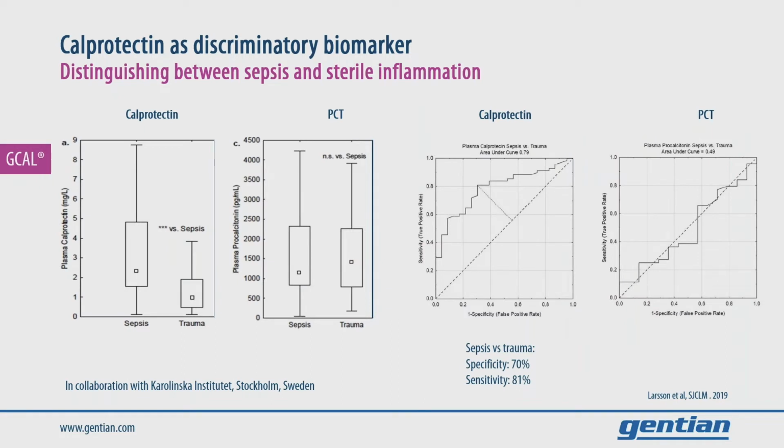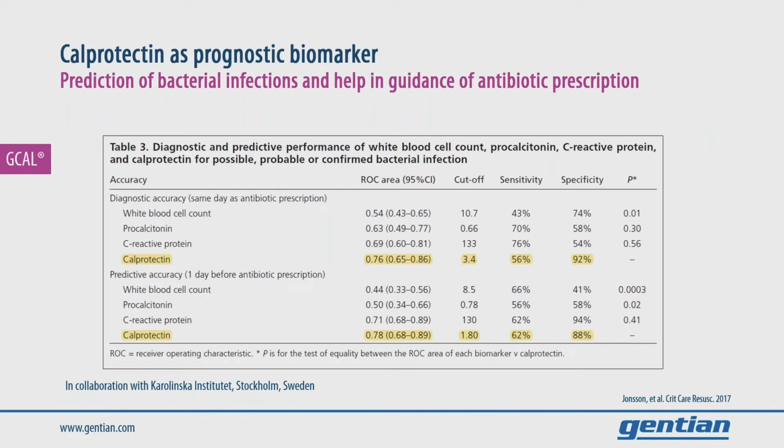Another important diagnostic concern is discrimination of sepsis versus viral inflammation to guide the appropriate treatment decision. Calprotectin is indeed able to differentiate between sepsis patients and patients with viral inflammation and trauma, while the levels of PCT are elevated in both patient groups and can therefore not be used to distinguish the patient groups.